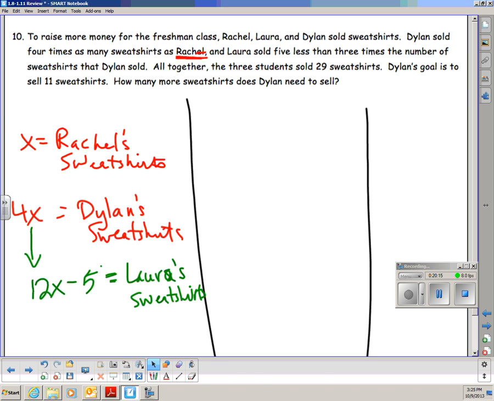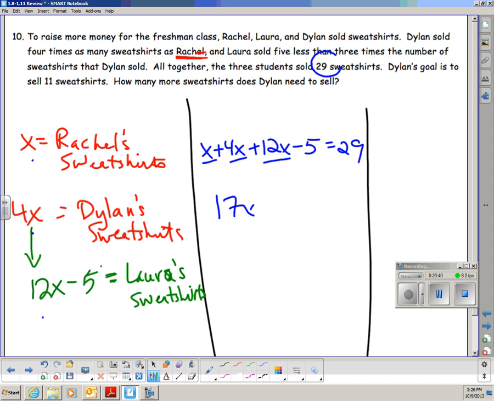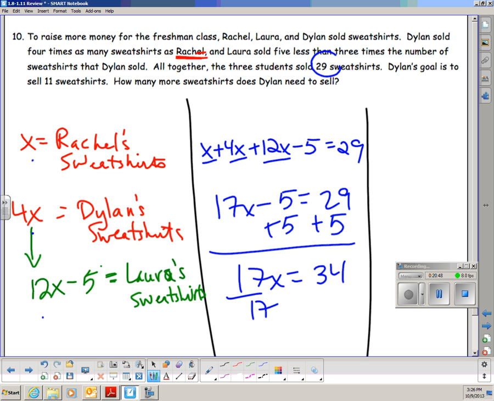Altogether, the 3 students sold 29 sweatshirts. Altogether means I'm going to take all 3 of their expressions and add them up. X plus 4X plus 12X minus 5 equals 29. Now I have an equation. I'm not even answering the question yet. I'm setting up an equation. I want to be able to get X. Once I get X, I can answer the question. X plus 4X plus 12X is 17X minus 5 equals 29. Add 5 to both sides. 17X equals 34. Divide by 17. X is 2.